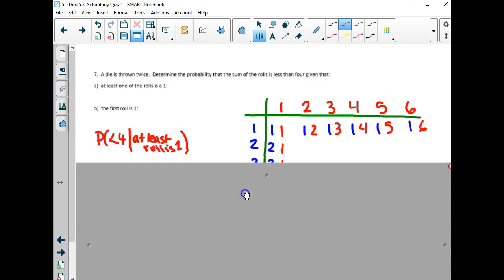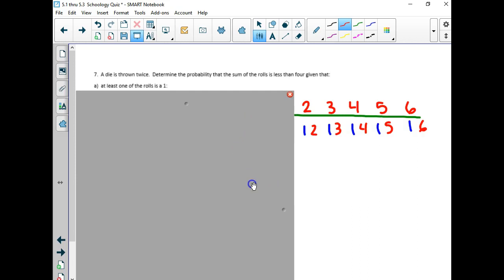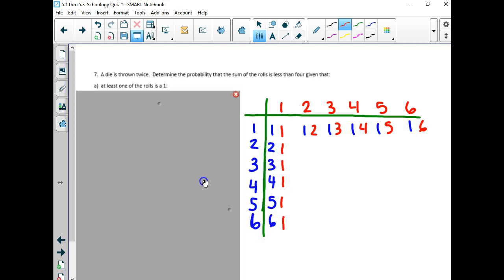So what I did first, whenever two events are happening, like a die is thrown twice, I'm going to make a little table. This is all of the sample space. If I keep filling it out, I'd have 2, 2 here, 2, 3, 2, 4, 2, 5, and so on and so forth. Okay, let's go to part A.